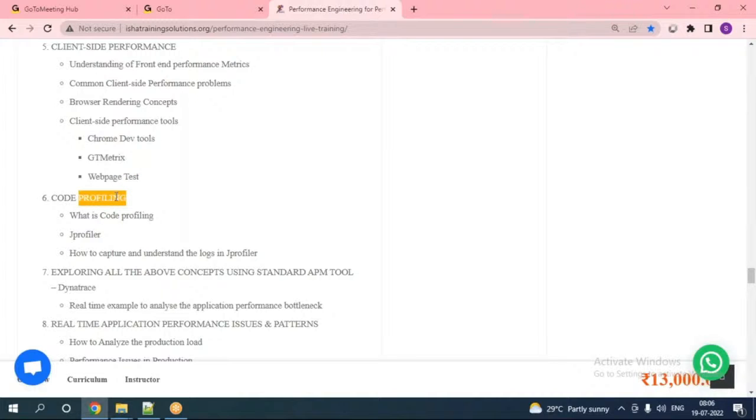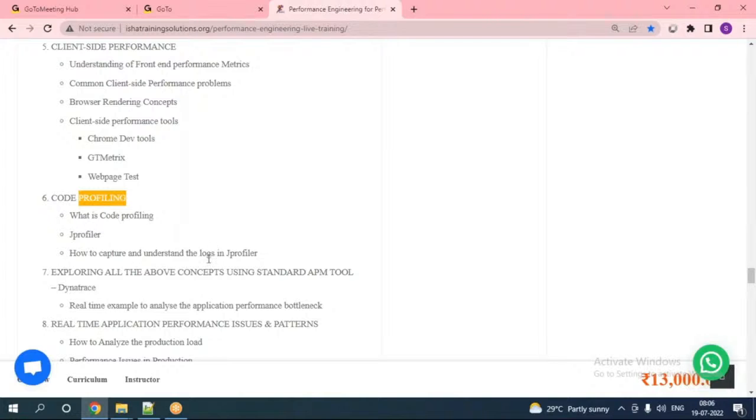Code profiling. Whenever you are talking about engineering concepts, profiling always comes into the picture. So we are going to learn about code profiling. In that we are going to learn one important tool called JProfiler, how to use that, and what monitoring activity you will do using JProfiler. All those things we are going to discuss.